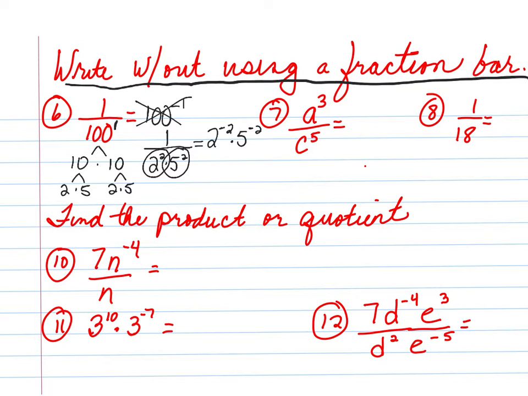A cubed over c to the 5th power. Here's your fraction bar. A to the 3rd power is perfectly fine because it's in the numerator, right? This is in the denominator. I cannot keep it there because it says write without using a fraction bar. So I keep the a cubed and I multiply it by c to the negative 5th power.